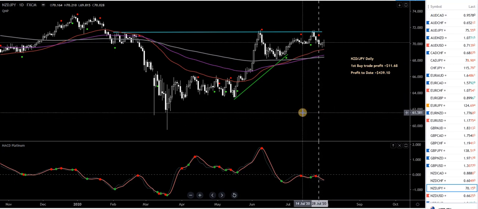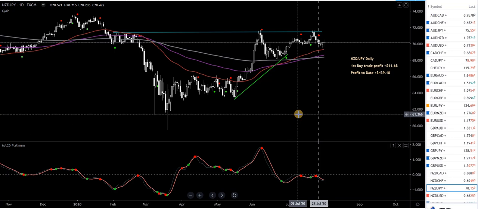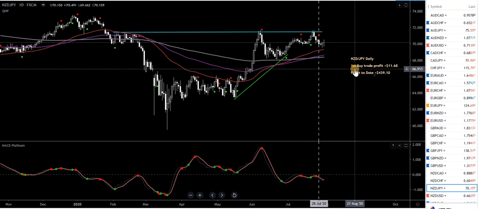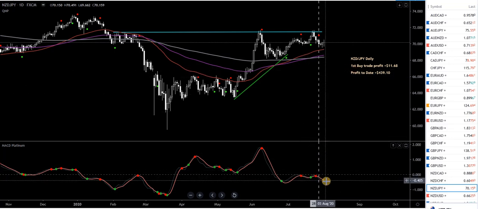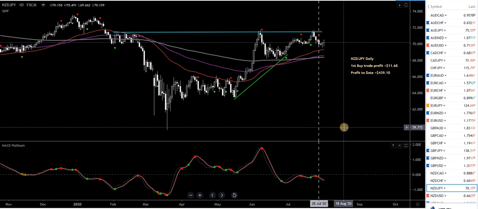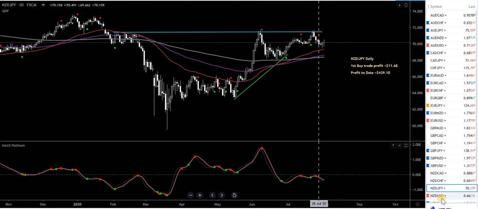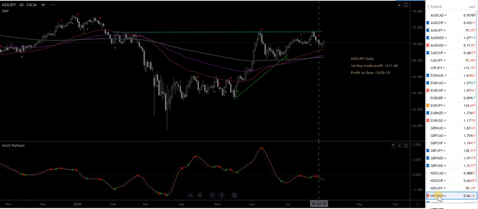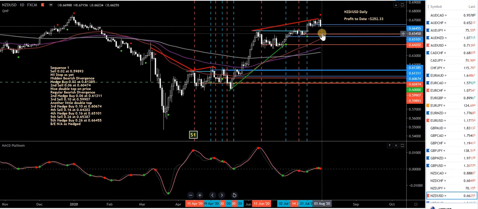Must have been on this one here. So I did make some money on the first buy trade, which was good. MACD platinum still not through the 0 level, probably looking for another buy trade. That's probably the ideal situation. New Zealand USD, and here come Monday.